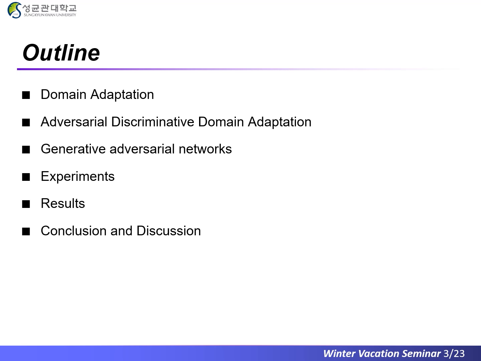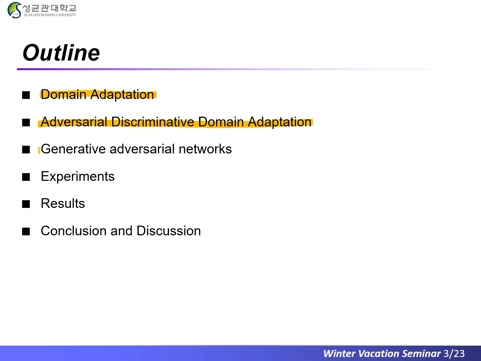Before diving into the details, let me first give you an overview of today's presentation. 1. Domain adaptation. I will start with a brief introduction to domain adaptation, explaining why it is important and how it addresses the domain shift problem in machine learning. 2. Adversarial Discriminative Domain Adaptation, ADDA. Next, I will introduce ADDA, the main focus of this presentation. I will explain how it works, its training process, and why it outperforms traditional domain adaptation methods.